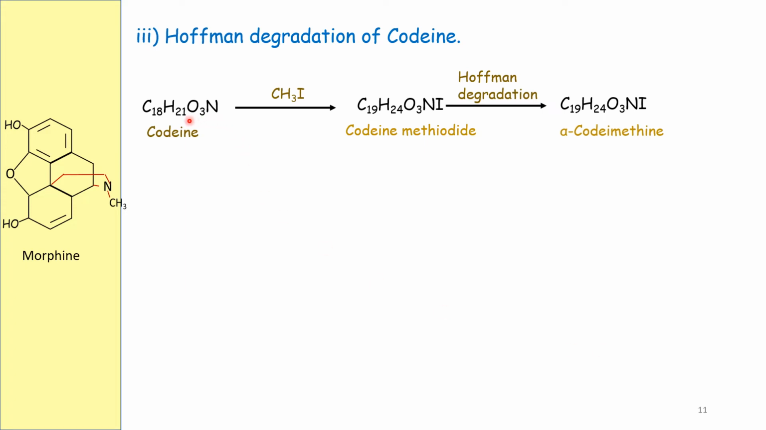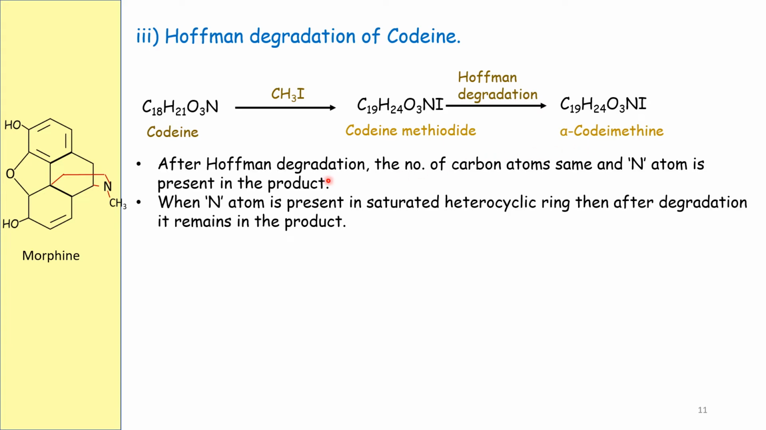Codeine is nothing but the methyl ether of morphine, and this codeine, when treated with methyl iodide, gives codeine methiodide, which upon Hofmann degradation gives alpha-codimethine. After Hofmann degradation, the number of carbon atoms is the same and the nitrogen atom is present in the product. In both cases, the number of carbon atoms is the same and nitrogen is also present in the product. When nitrogen is present in the product, it indicates the nitrogen atom is present in a saturated heterocyclic ring, because only then does nitrogen remain after degradation.